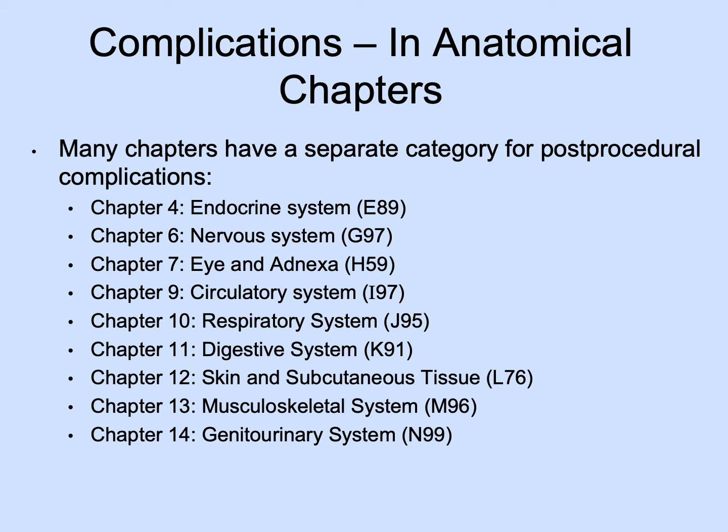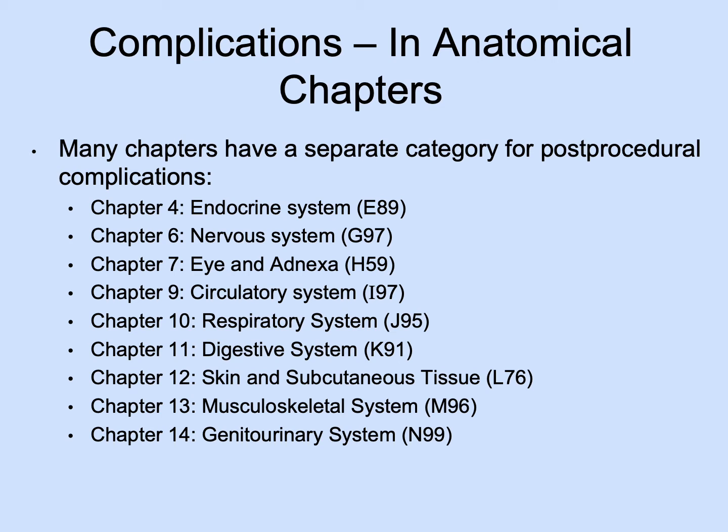Chapter 4, endocrine system. The complication codes are in E89. Chapter 6, nervous system. The complication codes are G97. Chapter 7, eye and adnexa, H59. Chapter 9, circulatory, I97. Chapter 10, respiratory system, J95. Chapter 11, digestive system, K91. Chapter 12, skin and subcutaneous tissue, L76. Chapter 13, muscular system, M96. Chapter 14, genitourinary system, N99.